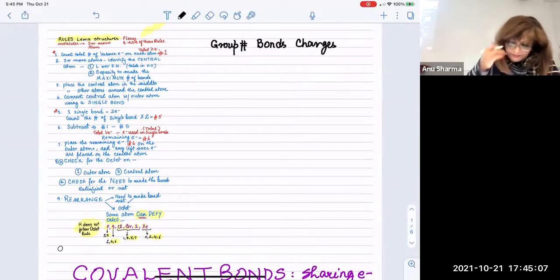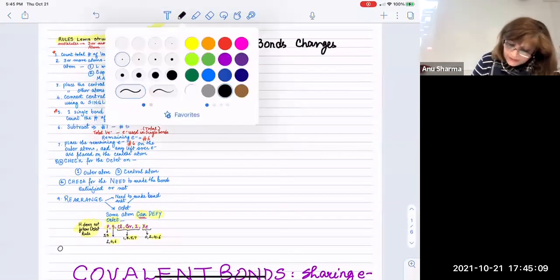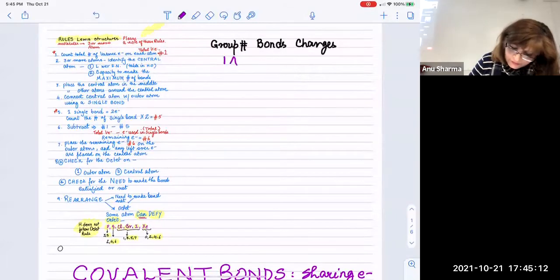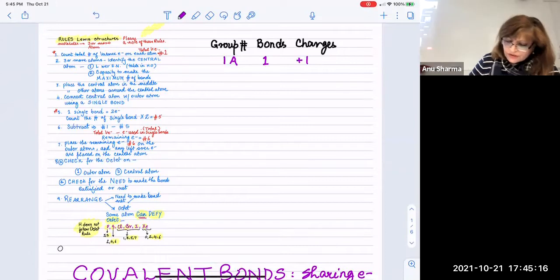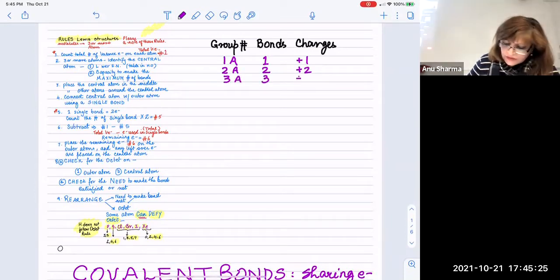Okay, here, important. Group 1A will form only 1 bond. And because these are metals, there's going to be a +1 charge. Group 2A will form 2 bonds, and there is going to be a +2 charge. Group 3A, 3 bonds, +3 charge. Okay, group 4A will make 4 bonds. There can be a +4 charge, there can be a -4 charge. That is if they are transferring electrons. Plus, they can share electrons also.